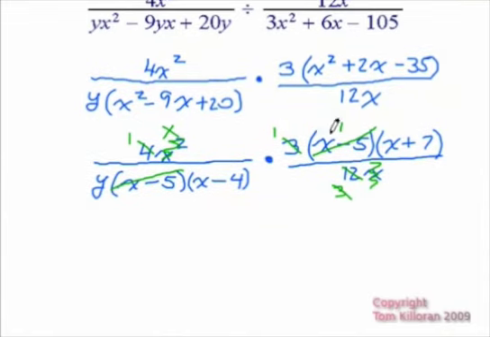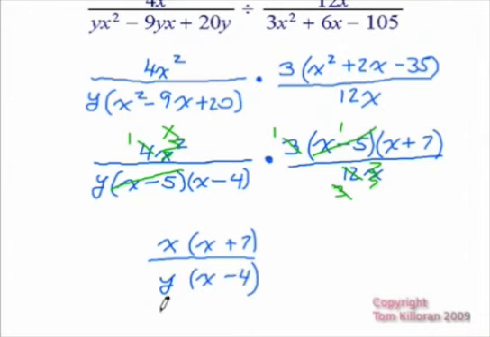So after getting, 1 times x is x, we're going to have an x and that x plus 7 in the numerator, all over this factor of y times x minus 4. And that's as far as we can go with this reduction.